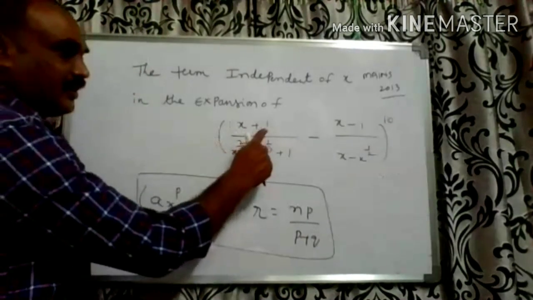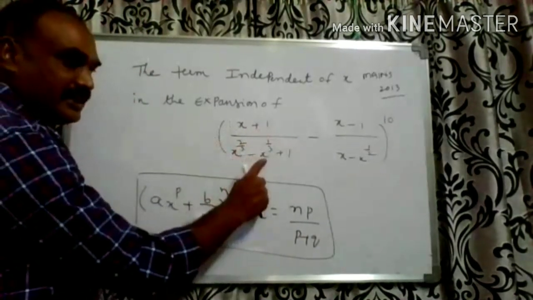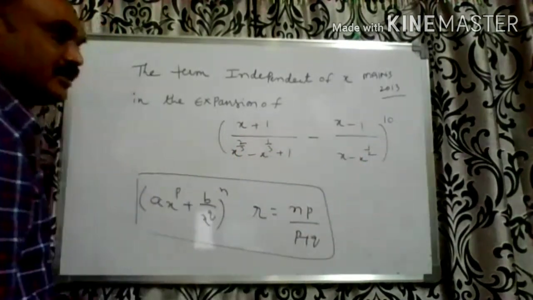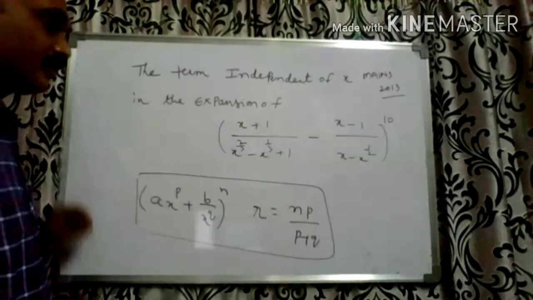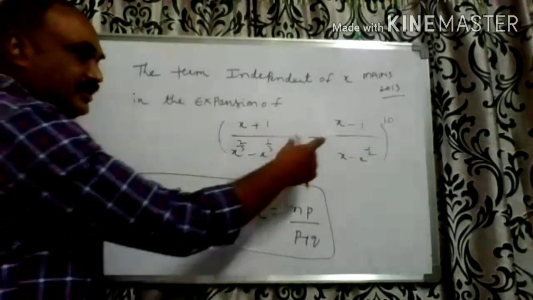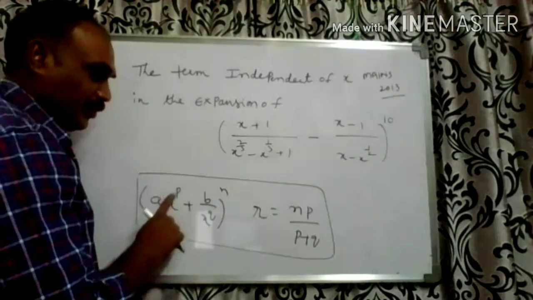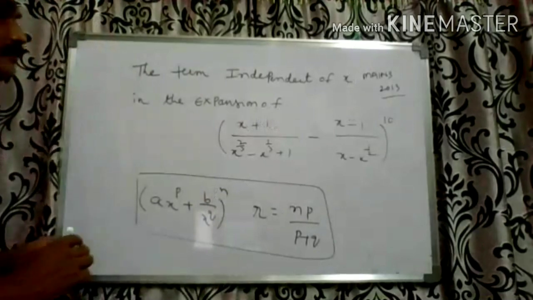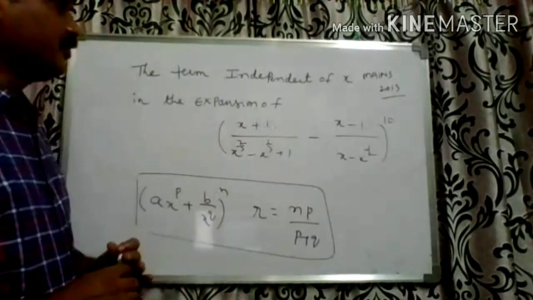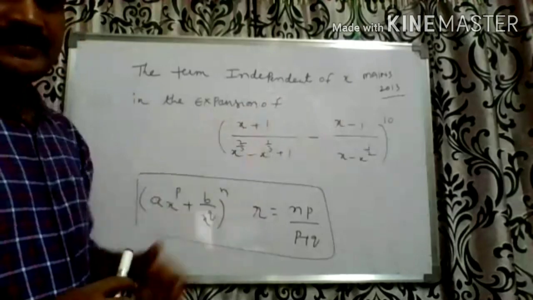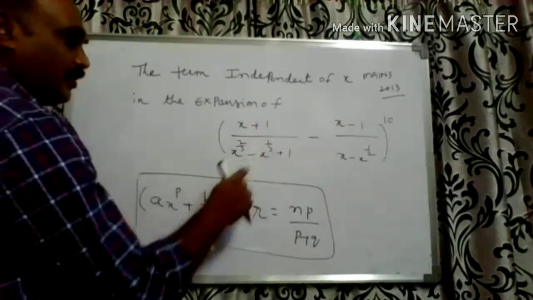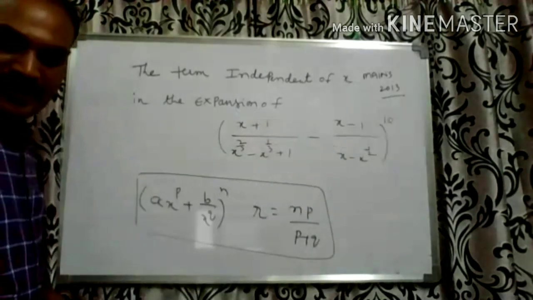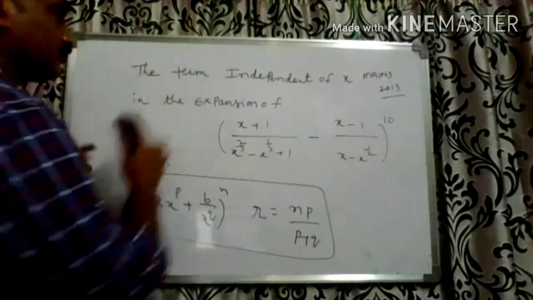But the problem is (x plus 1 by x power 2 by 3 minus x power 1 by 3 plus 1 minus x minus 1 by x minus x power 1 by 2) whole power 10. So change this problem into the form (a into x power p plus b by x power q) whole power n. Okay, important problem.